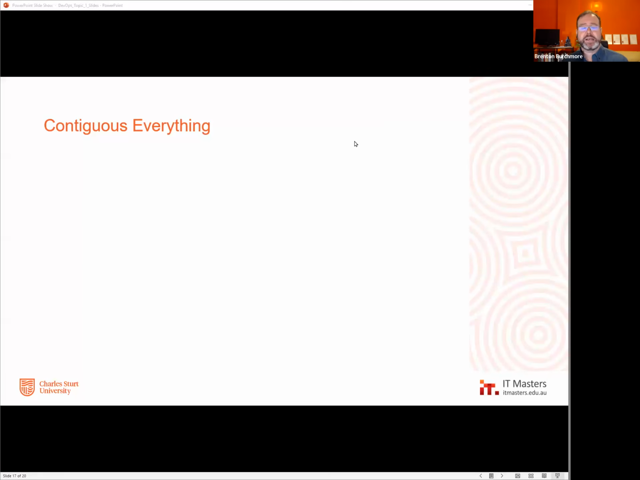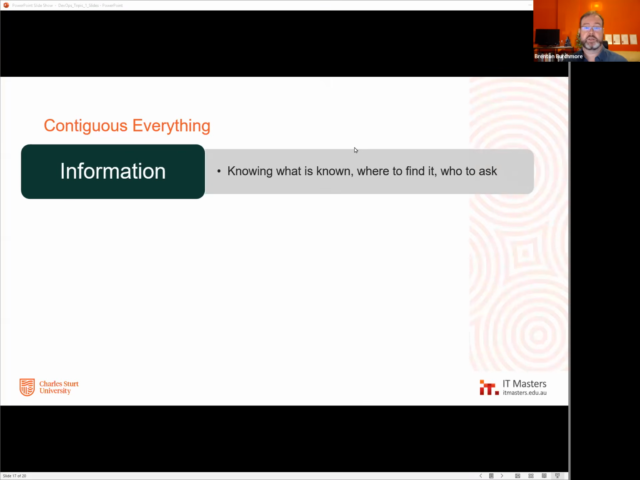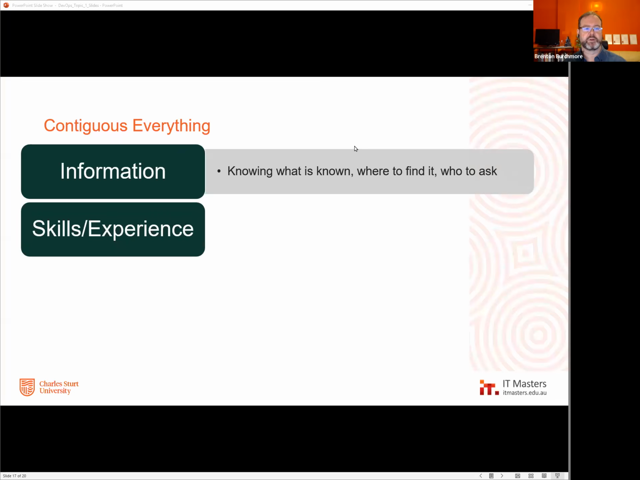So a new idea that I've presented a lot of you with is the idea of contiguous knowledge. It's an odd word, we don't use it very often, but DevOps isn't just contiguous knowledge, it's contiguous everything. Agile is contiguous everything. Contiguous information means having the information you need, the knowledge right next to you, knowing what's out there, knowing who's out there, where to find it, who to ask, how to get it, making sure that it's accessible, that one action away.